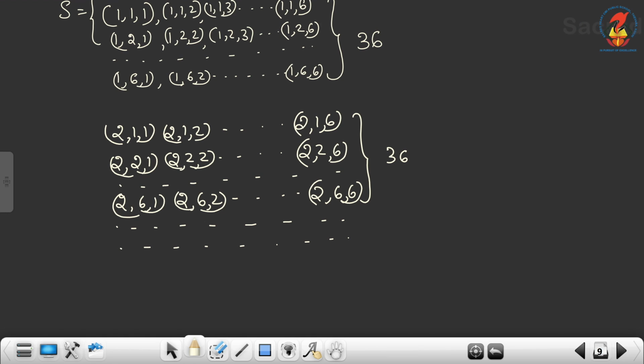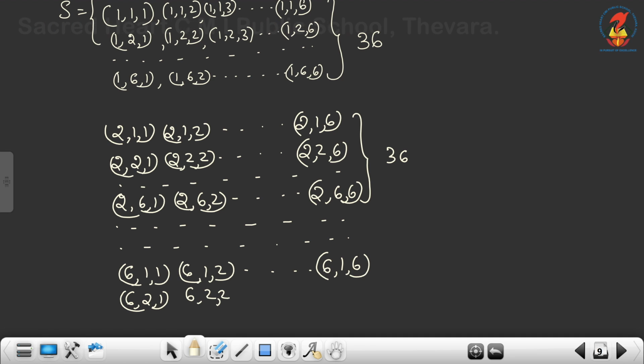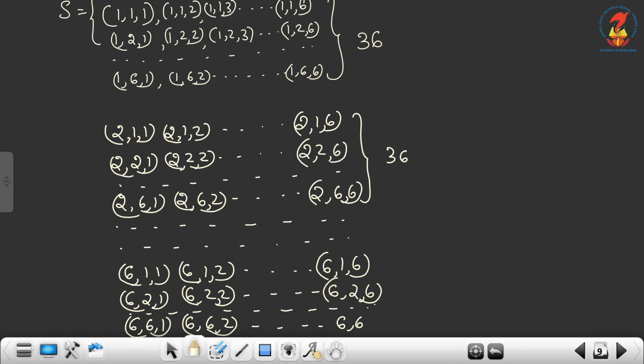All these elements it is not possible to list. So 6, 1, 1, 6, 1, 2, etc. 6, 1, 6. Then 6, 2, 1, 6, 2, 2, 6, 2, 6. Then the last row, etc. 6, 6, 1, 6, 6, 2, etc. 6, 6, 6. Okay, so this is the pattern. So total 216 outcomes.